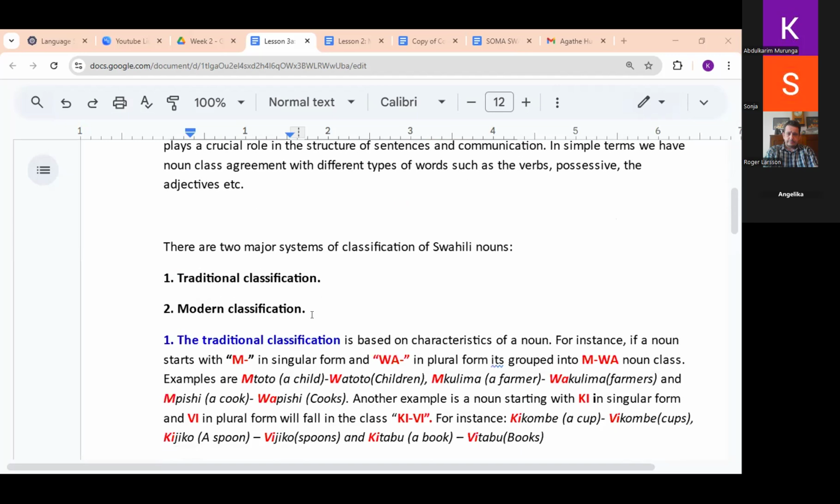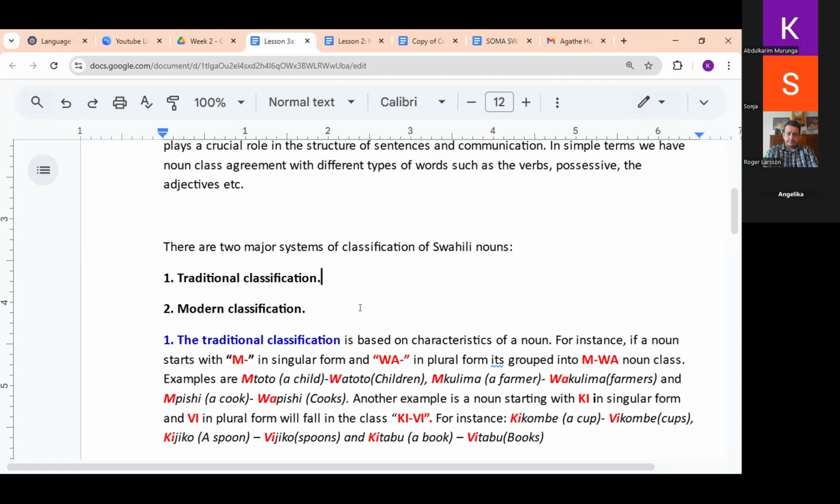So we have 2 major classifications: the traditional classification and the modern classification. They are about similar. The traditional classification is also important, because it will enable us to understand the modern classification well. The traditional classification classified the nouns mainly based on their characteristic prefix.